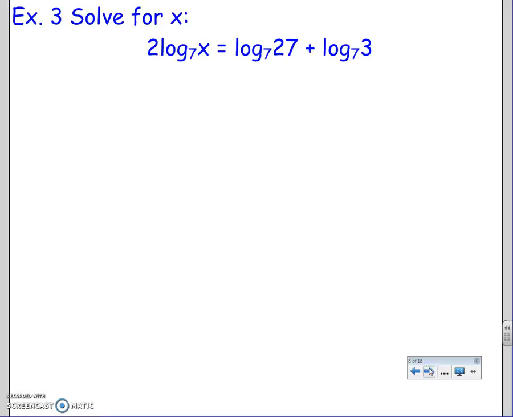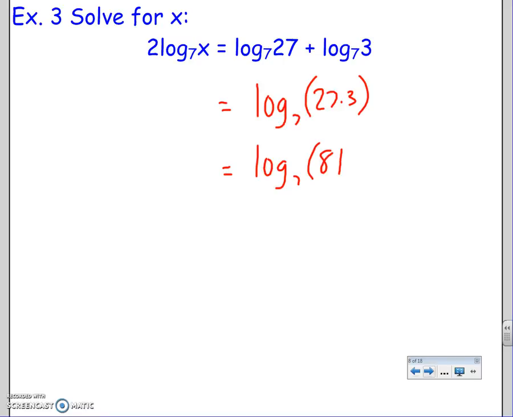And the last one, solve for x. There's a lot of things I can do here. So let's do the right side first. I want to combine those two to one thing. They're both log base 7. So it's being added, meaning it's 27 times 3, which is 81.